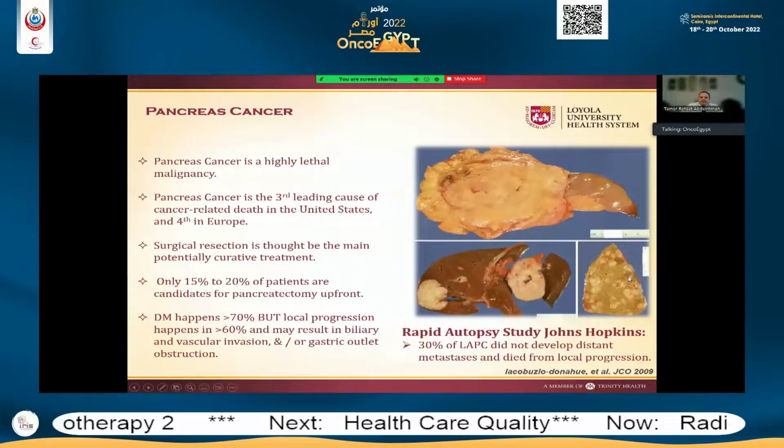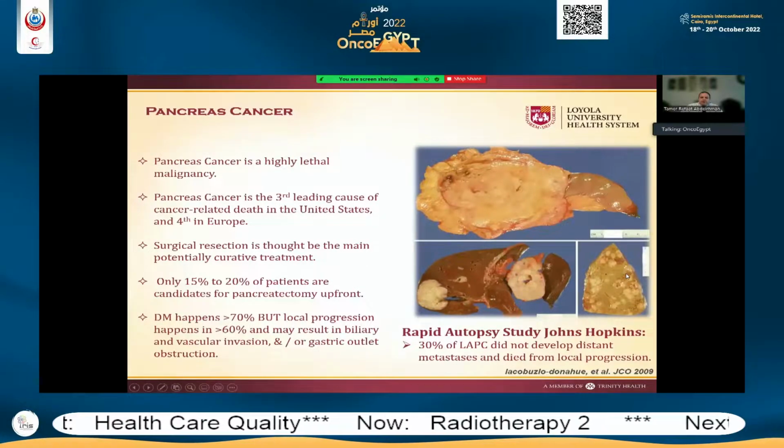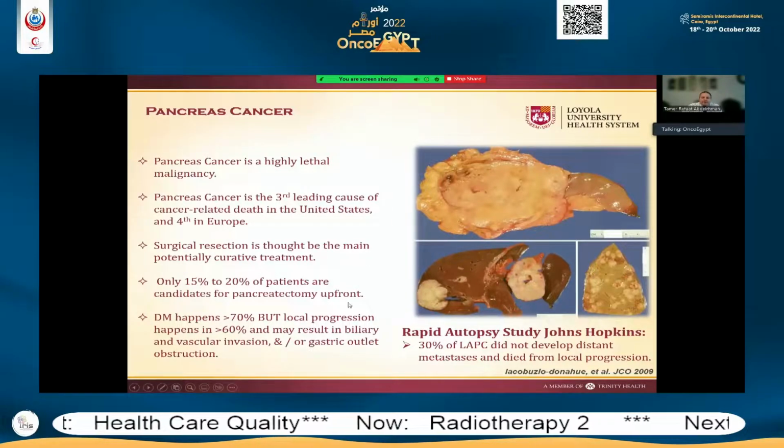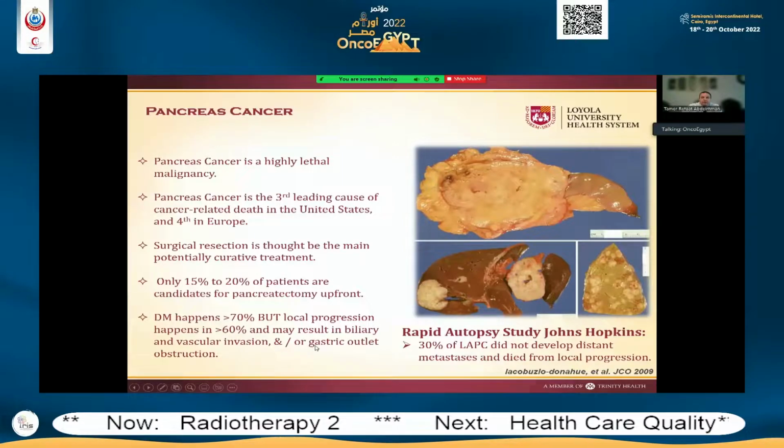As you all know, pancreas cancer is a highly lethal malignancy. It is the third leading cause of cancer deaths in the United States and of course in Europe. Surgical resection remains the main potentially curative treatment. However, only 15 to 20% of patients present upfront as surgical candidates. While distant metastasis happens in more than 70%, local progression is a real problem. It accounts for 50 to 70% of patients and results in significant morbidities, including biliary and vascular invasion or gastric outlet obstruction.